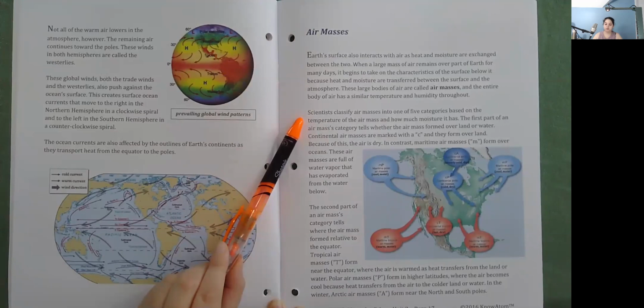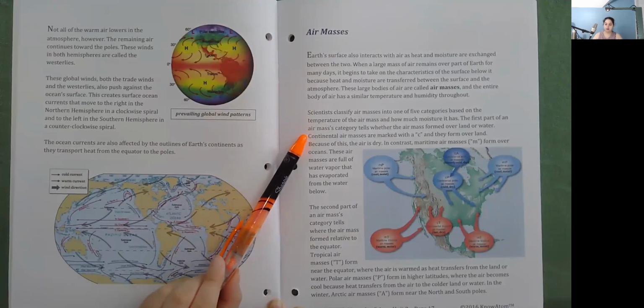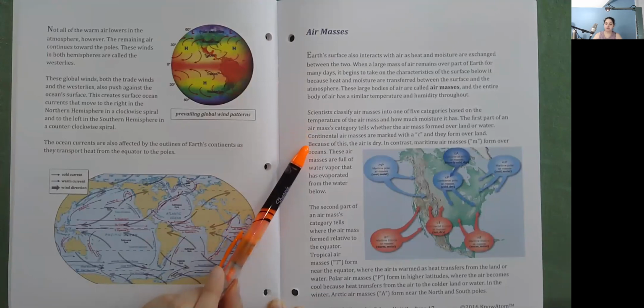The first part of an air mass's category tells whether the air mass formed over land or water. Continental air masses are marked with a C, and they form over land. Because of this, the air is dry. In contrast, maritime air masses, M, form over oceans.